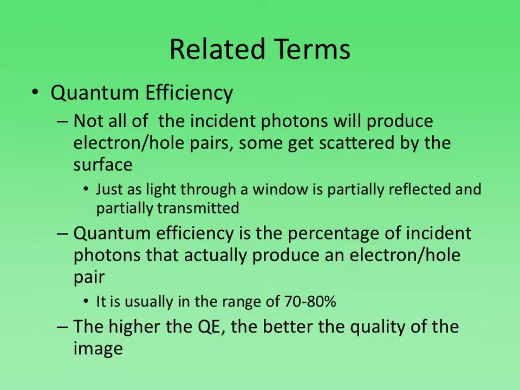So we have this idea of quantum efficiency. And it's how efficient is the CCD at the quantum level. It's simply the percentage of incident photons that actually produce one of these pairs. And right now we're operating at about 70 or 80%, again, depending on the quality of the camera. Now the better ones are up a little over 80%. And the higher the quantum efficiency, hopefully it's obvious, the better the quality of the image, the more accurate the image is actually going to be.